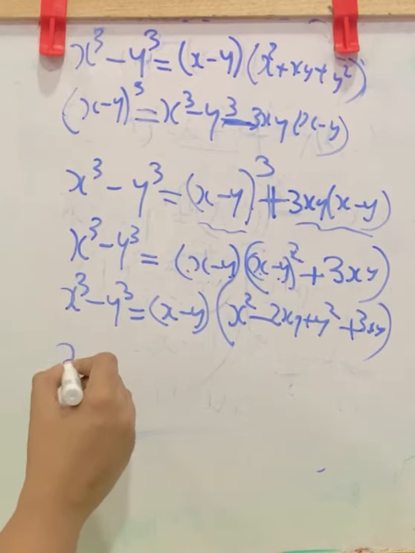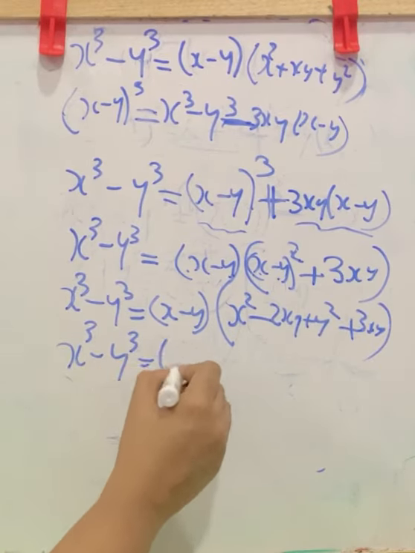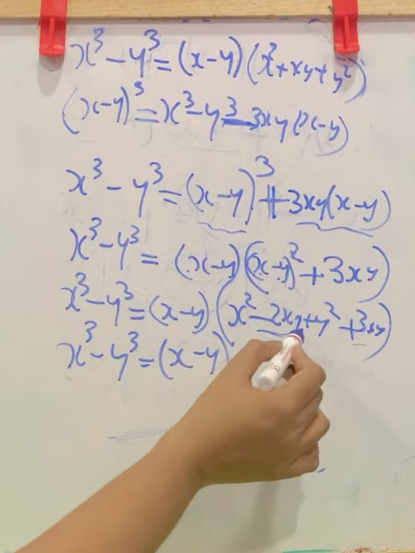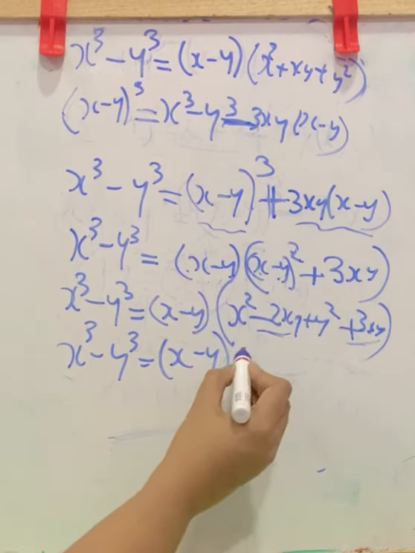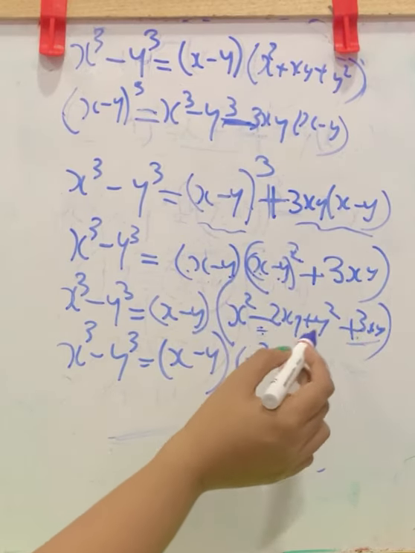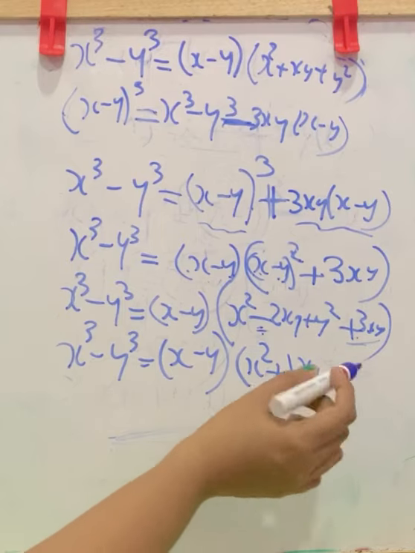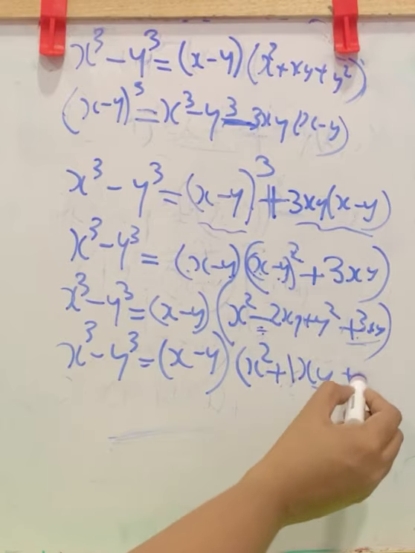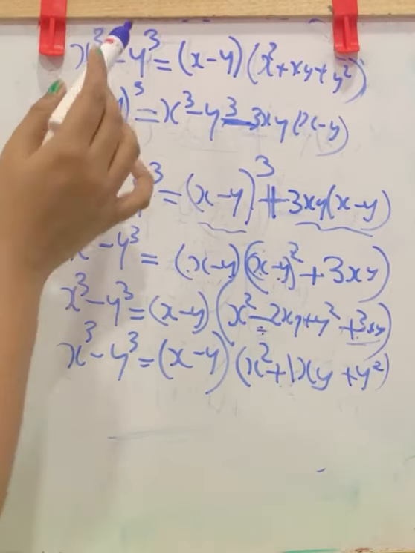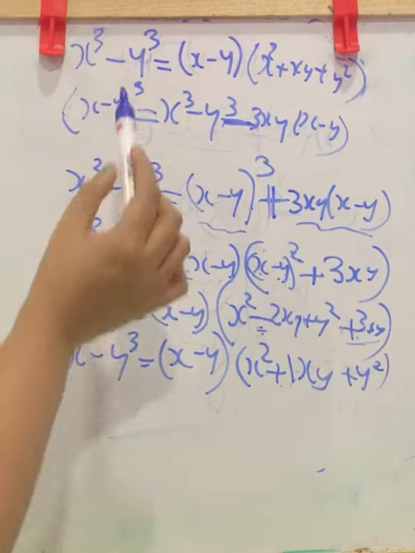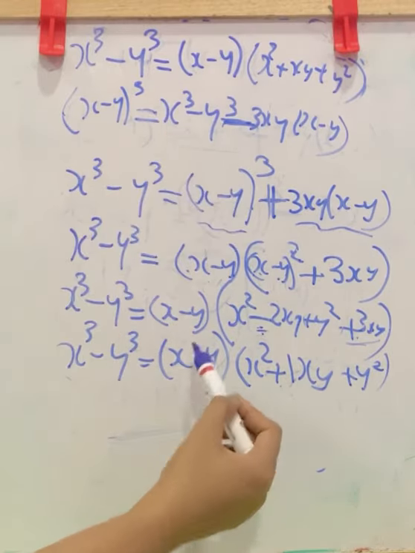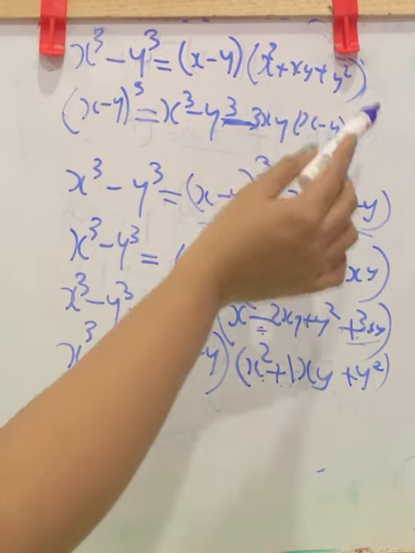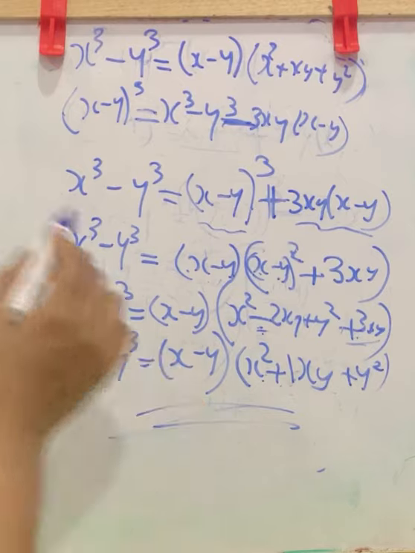Close the bracket. Here x cube minus y cube is equal to x minus y into, here we have two common variable terms, that is minus 2xy and plus 3xy. Result will be x square minus 2 and plus 3 plus 1xy. Here minus 2 plus 3, that is plus 1xy. Plus y square is left. Write it. Here now check with the question, that is x cube minus y cube on LHS part is equal to RHS part is x minus y into x square plus xy, that is plus 1xy plus y square. We verified LHS is equal to RHS.